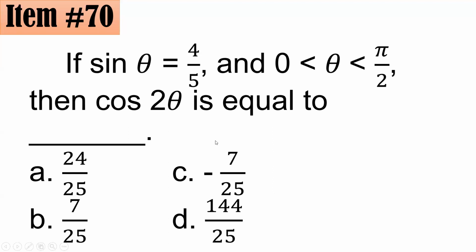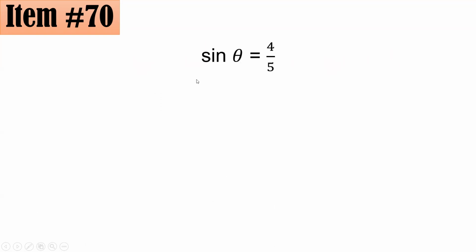Okay, let's see which is correct. Okay, so far, my 70 letter C. Okay, yung iba, C din, pero may question mark. Let's see if you got it right. Actually, if sine theta equals 4/5, tandaan po natin na meron po tayong double angle identity for cosine 2 theta, tatlo po sila.